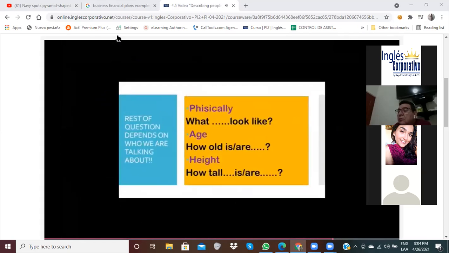When you want to know how someone is physically, we use what look like. For age-related questions, we use how old. For height, we use how tall. The rest of the question will depend on who you're talking about.